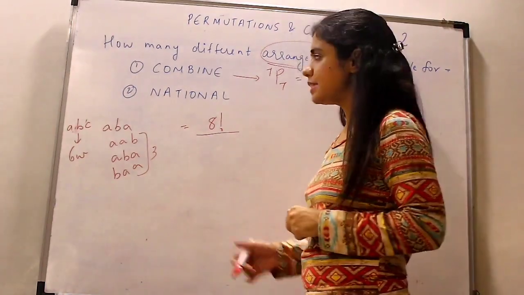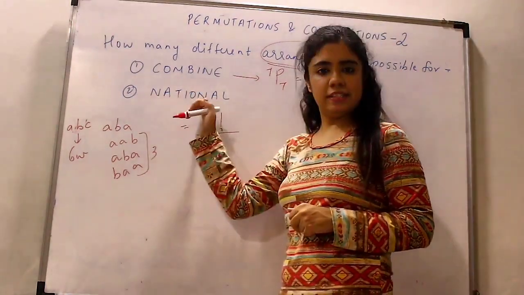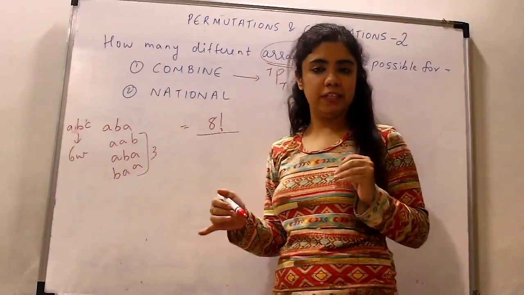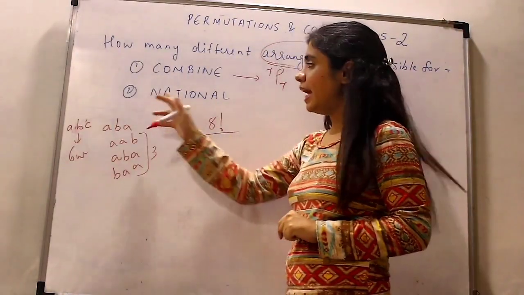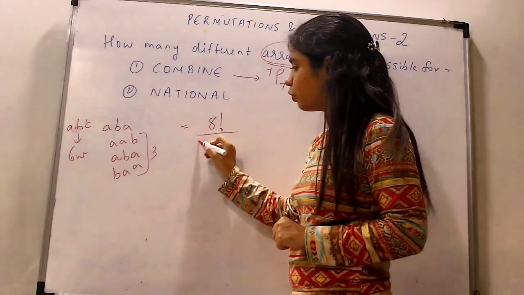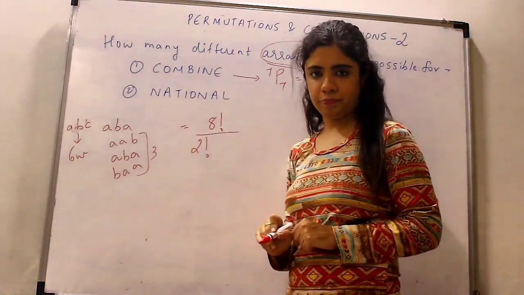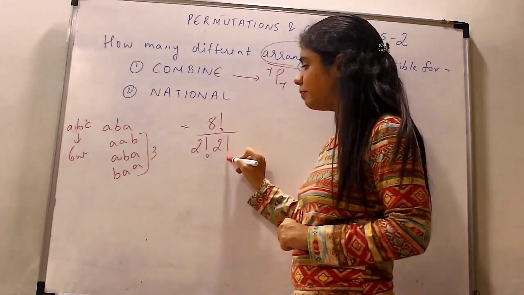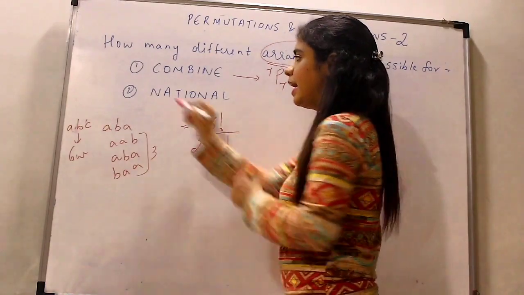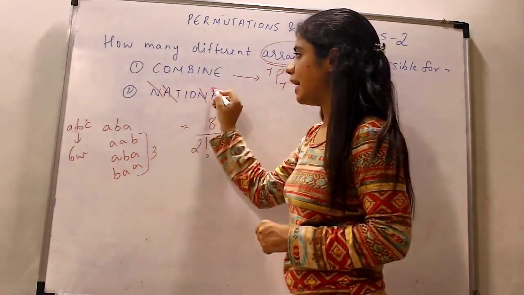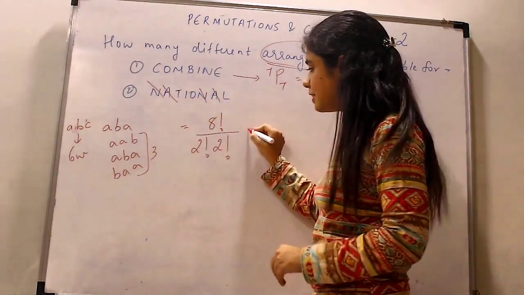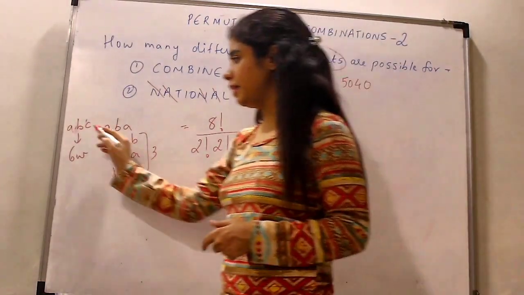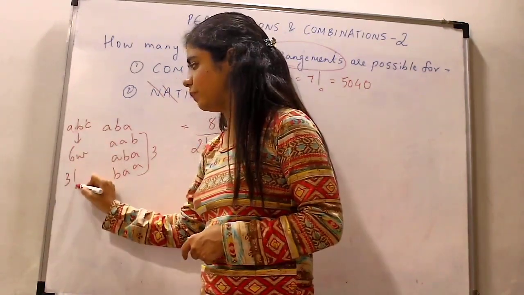So how will it decrease? There are 2 N's. So whatever is getting repeated and the number of times it is getting repeated, you're going to divide by that. N is getting repeated 2 times, so you're going to divide by 2 factorial. A is getting repeated 2 times, so you're again going to divide it by 2 factorial. Okay? N 2 times, A 2 times, so that's it. This becomes your answer.